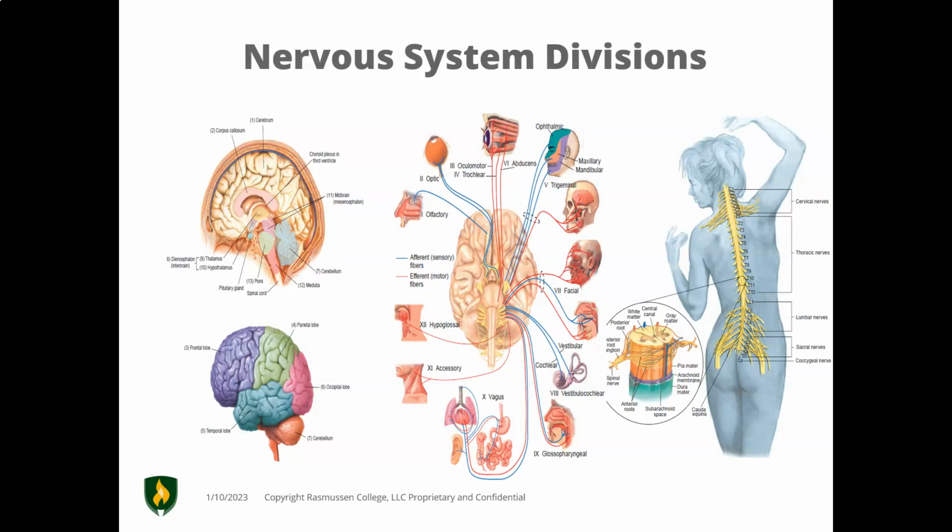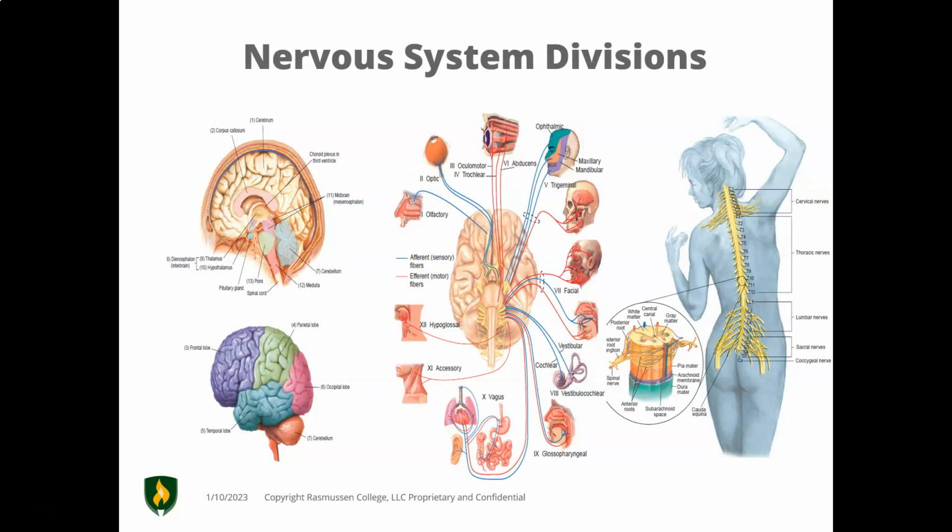E-F-F-E-R-E-N-T. The cranial nerves originate at the base of the brain and emerge through openings in the base of the skull. Spinal nerves emerge from the intervertebral spaces of the spinal column and extend to the various locations of your body.